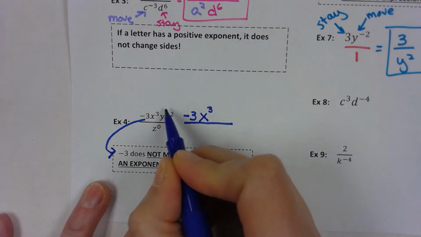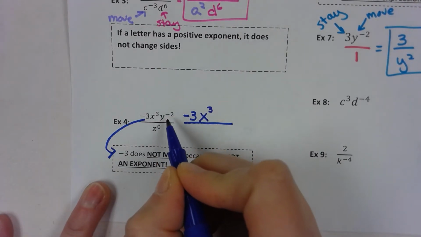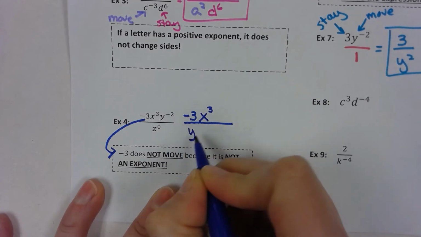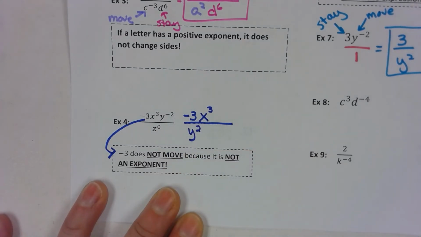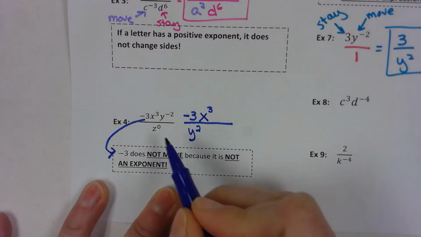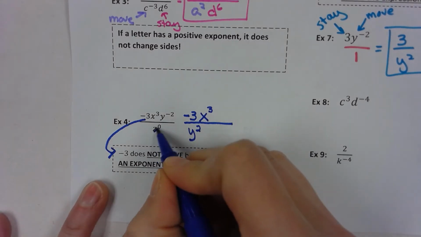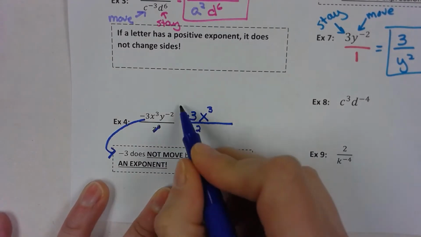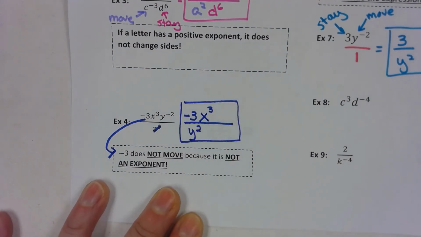But the y has a negative exponent. Since it's on the top right now, let's move it down to the bottom, and now it's got a positive 2 exponent. And on the bottom, z to the 0 power is 1, so I'm going to mark it out because multiplying by 1 does not change anything. We don't have any negative or 0 exponents left, so we are finished.